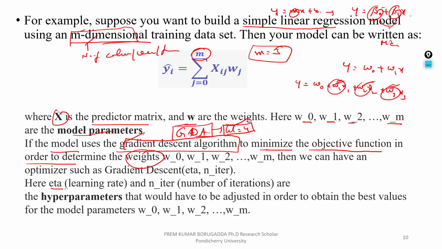Here eta is nothing but the learning rate, and n iterations is nothing but the number of iterations. This learning rate and number of iterations are part of hyperparameter tuning. These are the hyperparameters that have to be adjusted in order to obtain the best values of the model parameters.